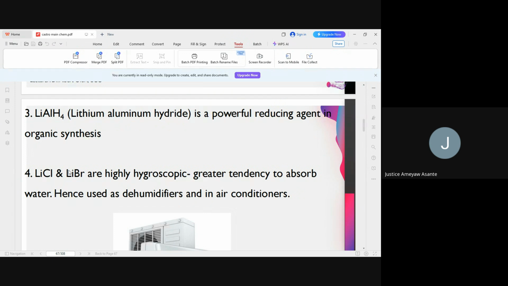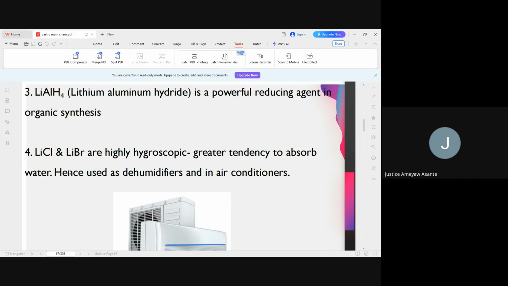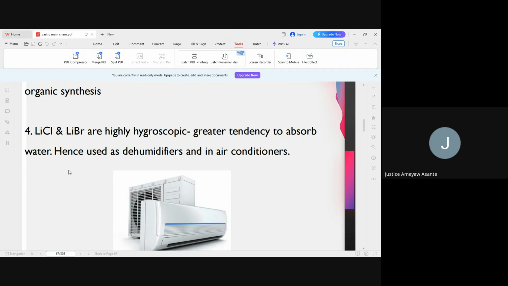Then lithium chloride and lithium bromide are highly hygroscopic. Now, what is a hygroscopic substance? A hygroscopic substance can absorb water, but it will not dissolve in it. The deliquescent substances absorb water and dissolve in it to form a solution. So lithium chloride and lithium bromide are highly hygroscopic. They have a greater tendency to absorb water.